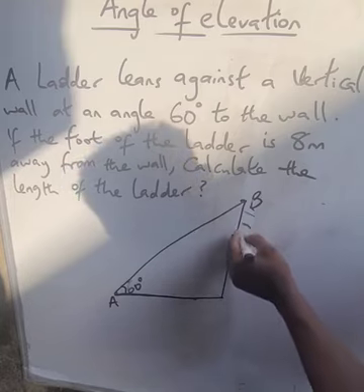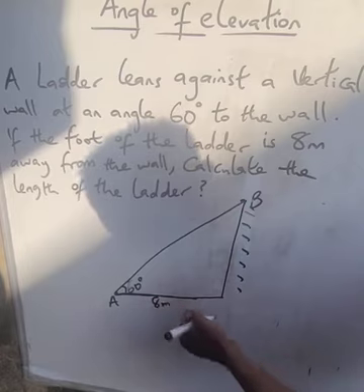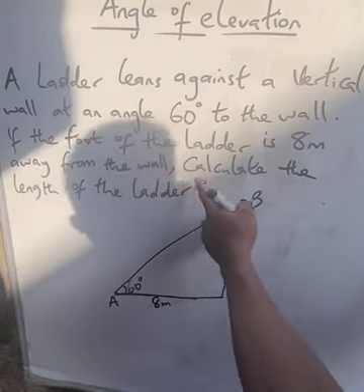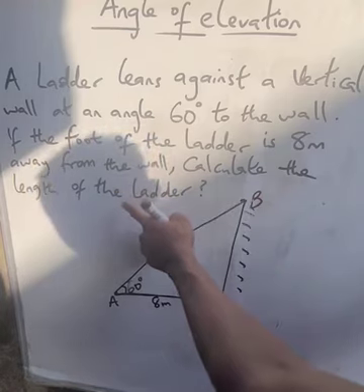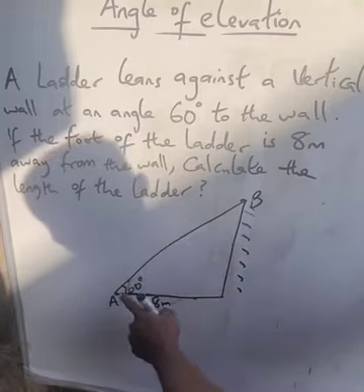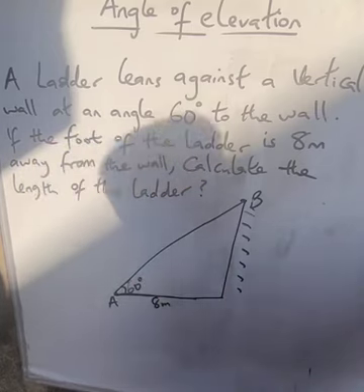This is the wall. Here is the wall. Here is the foot of the ladder. So here is 8 meters away from the wall. Now the question is, calculate the length of the ladder. You're looking for the length of the ladder. This is the ladder. We want to get the length of the ladder, AB.